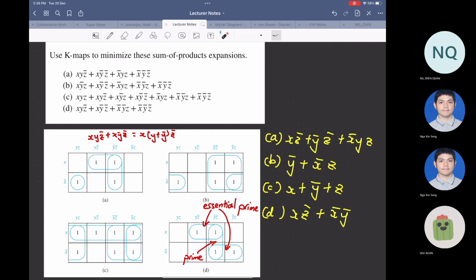Okay. So in essence, you need to care about these essential prime implicants. Essential prime implicants, because this will help you to cover the 1s that are not covered by others first. After that, you only consider the others. Make sense? Understand? Okay. So essential prime implicants are very important.